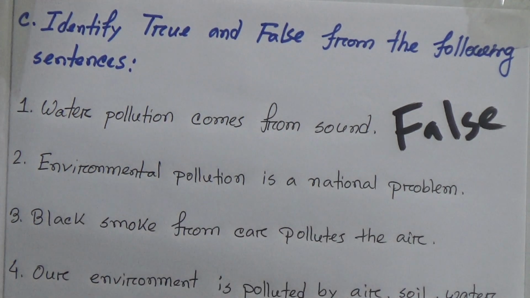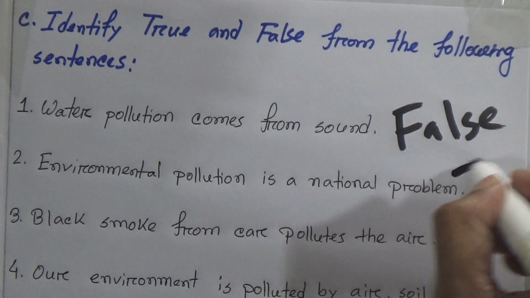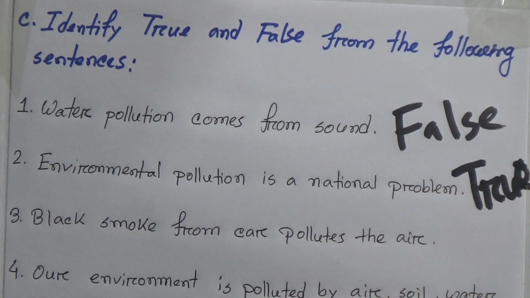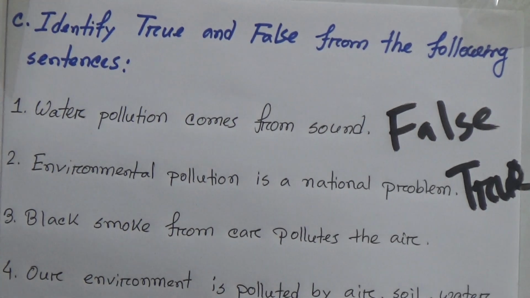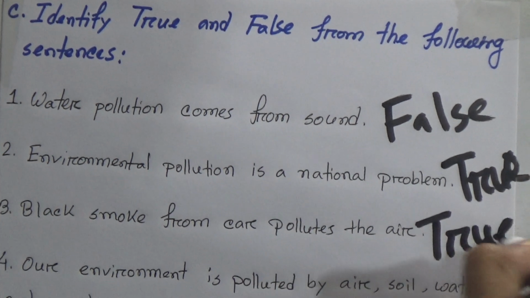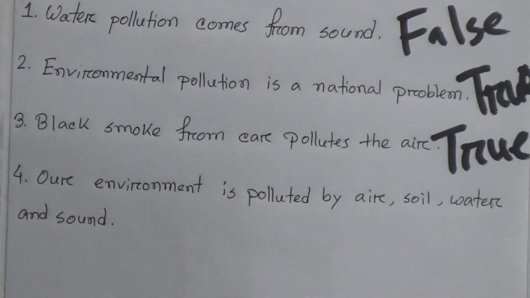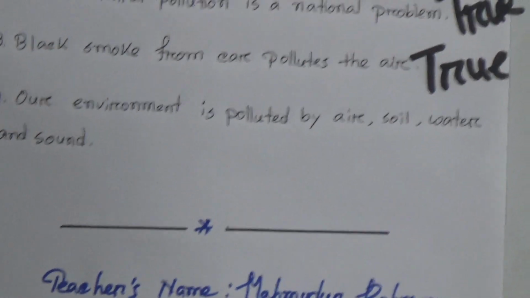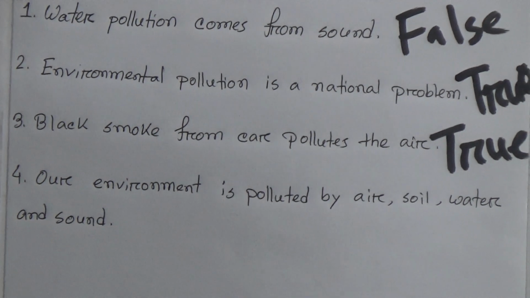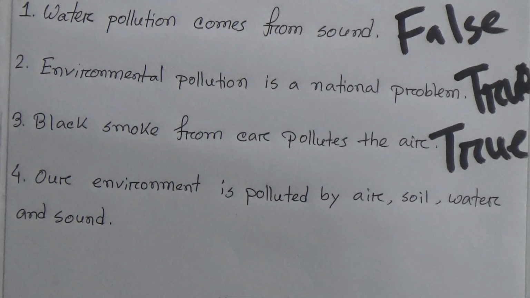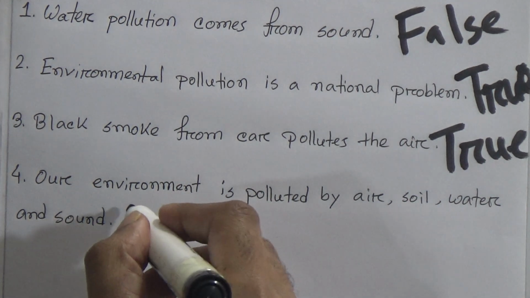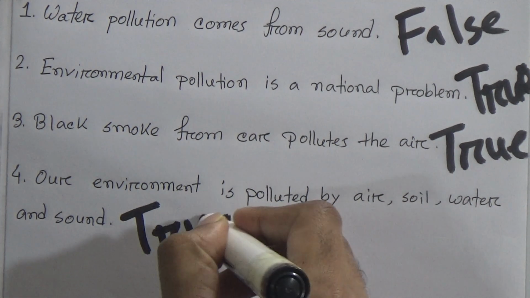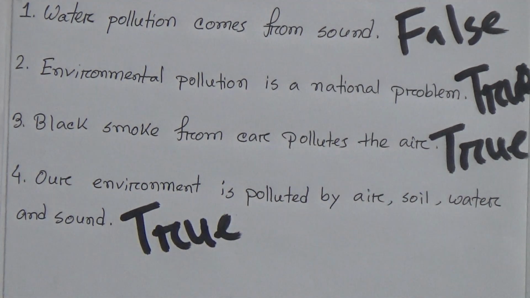Environmental pollution is a national problem. That means this problem is happening all over the country. So this is true. We will write true. Black smoke from car pollutes the air. We have just learned from the lesson that the smoke from cars pollutes the air. So this is also true. Number 4, our environment is polluted by air, soil, water and sound. We have learned that there are 4 kinds of pollution: air, soil, water and sound are responsible for our environmental pollution. So this is also true. So we have found that one is false and the other 3 are true.